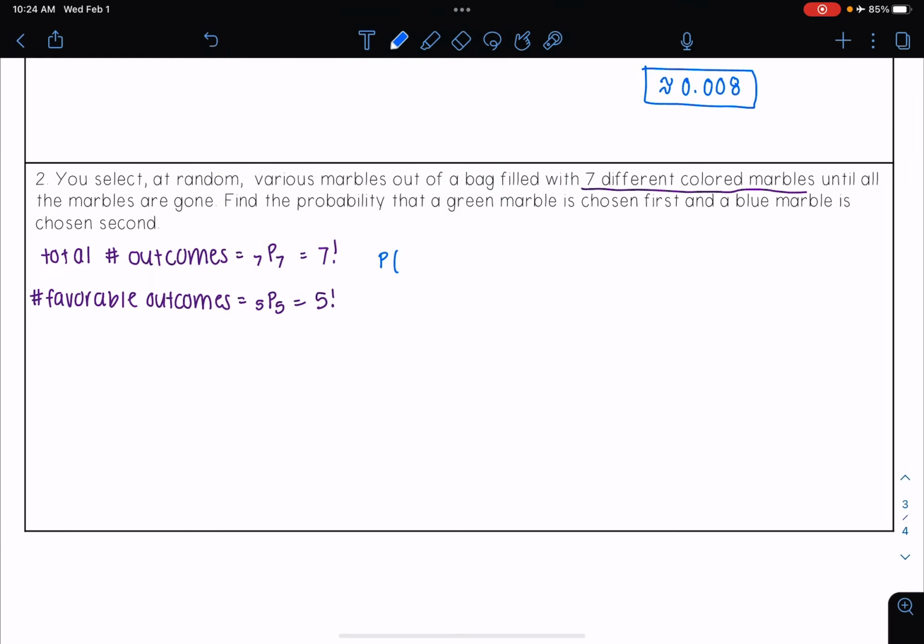So I'm going to find the probability that green is first, blue second, and that's going to equal 5 factorial over 7 factorial, which, expanding out that 7 factorial, I get 7 times 6 times 5 factorial. And so I see my 5 factorials cancel out, and I'm left with 1 over 42. And when I do 1 divided by 42, I get approximately 0.024.